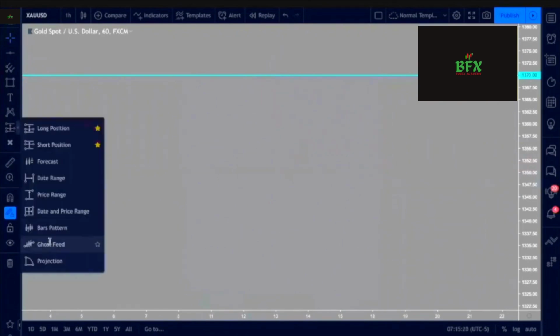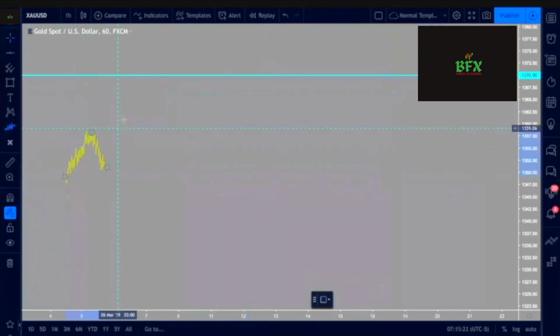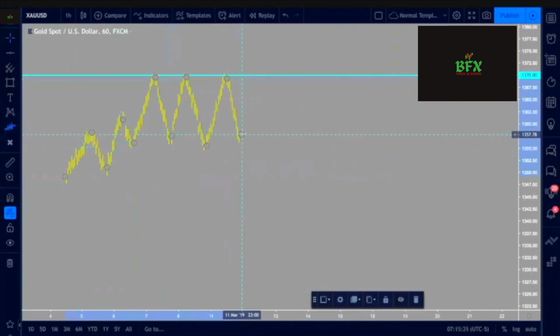Now, we've got price moving along, comes up to our resistance and falls. Comes up to our resistance and falls. And yes, of course, there's a support down there, but right now, I want you guys to focus on this resistance. Comes up to the resistance and falls.